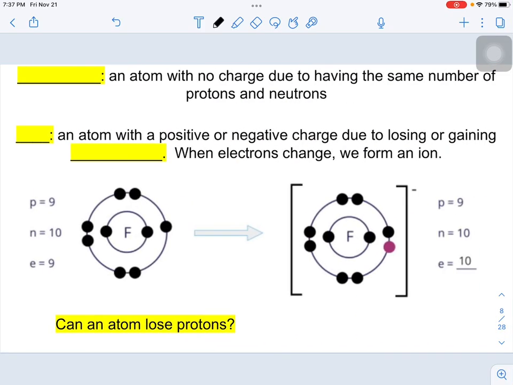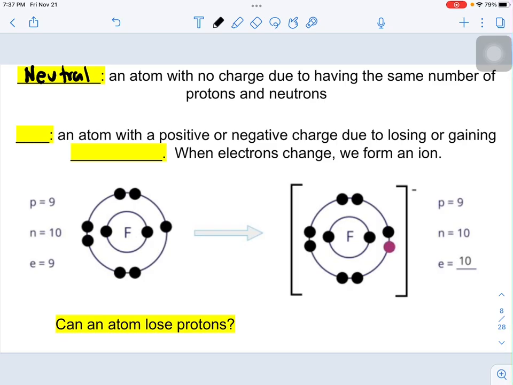We need to understand ion formation. First, let's talk about what a neutral atom is. So go ahead and put neutral here at the top. A neutral atom is an atom that has no charge due to having the same number of protons and neutrons. This is what a normal atom is.